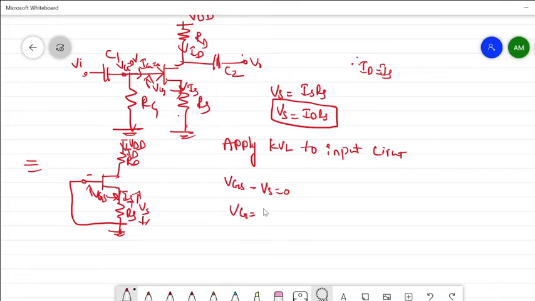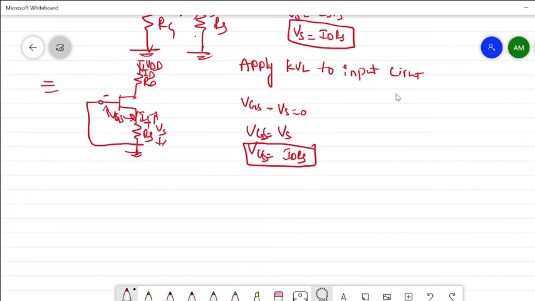VGS is equal to Vs. Already we know Vs is nothing but ID into Rs. So from this equation we can say that this VGS, gate to source voltage, does not depend on this RG. Okay. Next apply KVL to the output circuit.